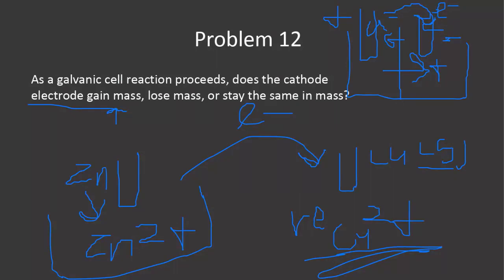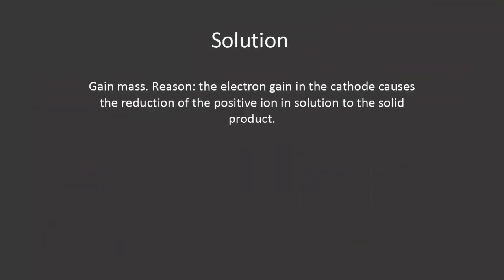You guys got this. Yeah, slide 45 is just the answer. So it says gains mass. The reason is the electrode in the cathode causes the reduction of the positive ion in solution to the solid product.